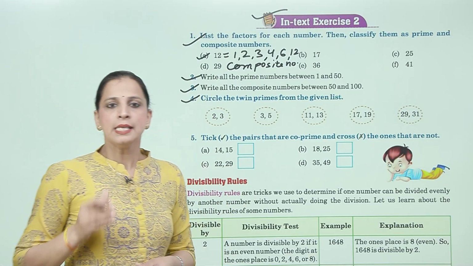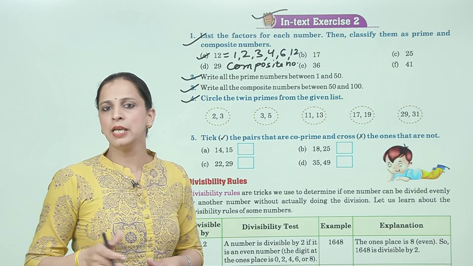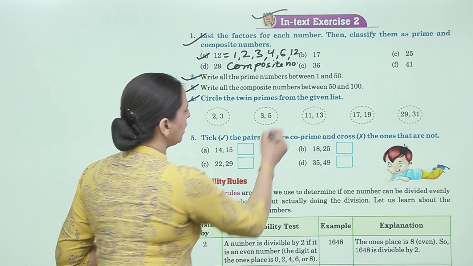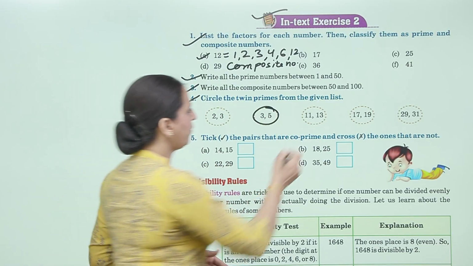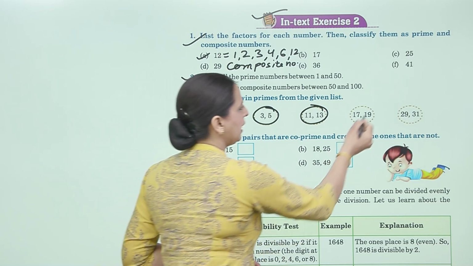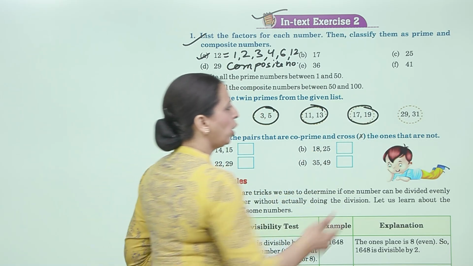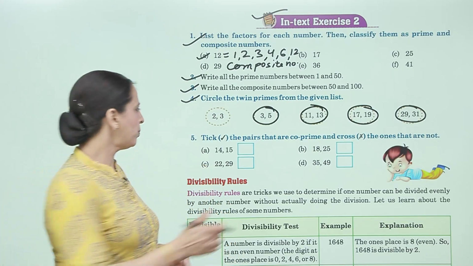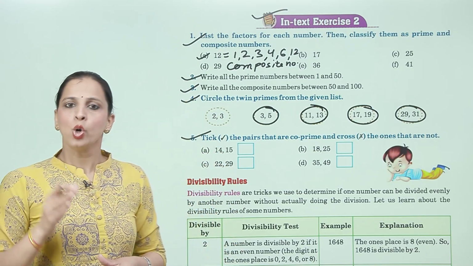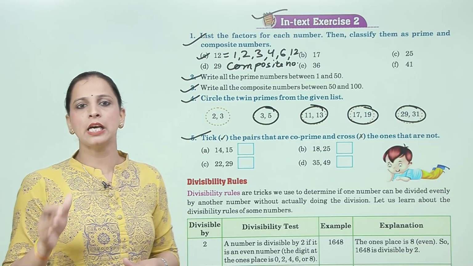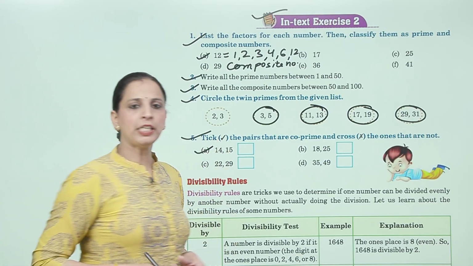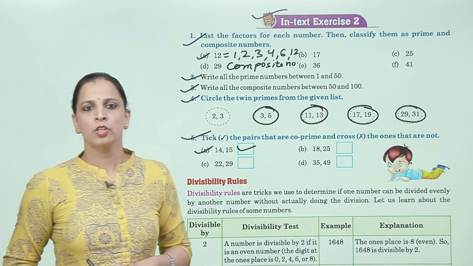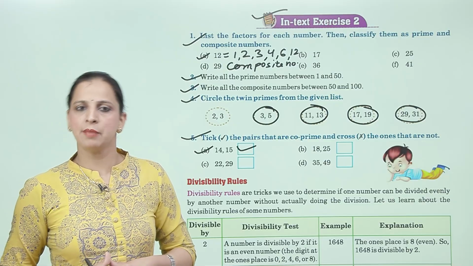Now question number 4, circle the twin primes from the given list. Twin primes are 3 and 5, 11 and 13, 17 and 19, 29 and 31. These are twin prime numbers. Now, question number 5, tick the pairs that are co-prime and cross the ones that are not. Now, first is 14 and 15. Yes, they are co-prime numbers. So children, using the same method, you will try the remaining parts yourself.